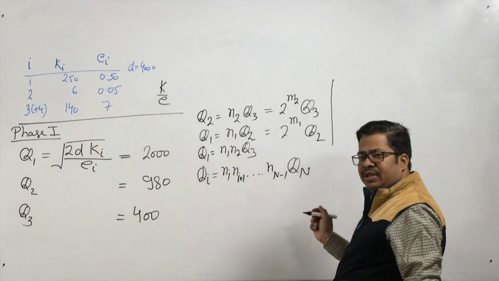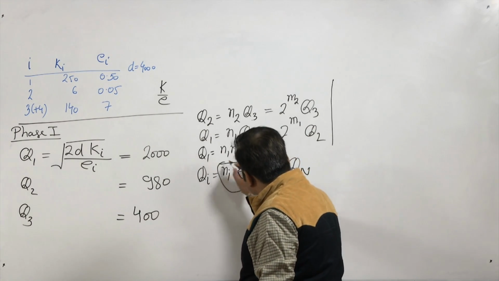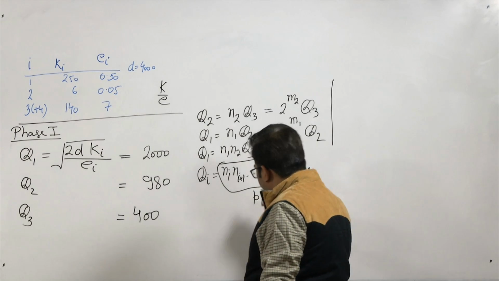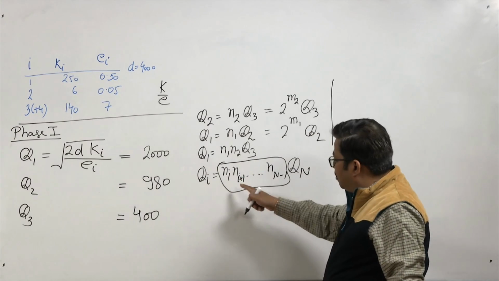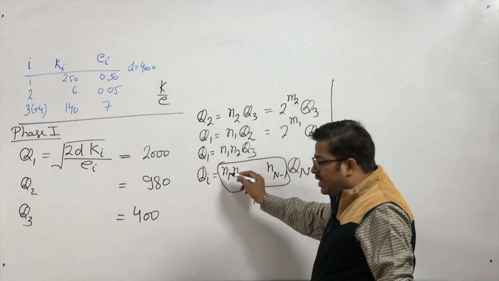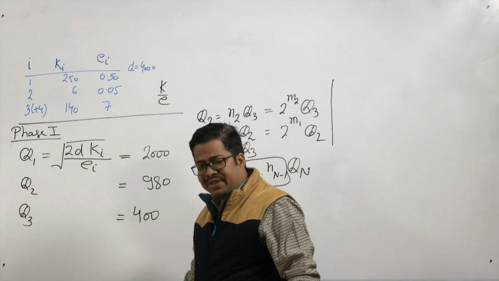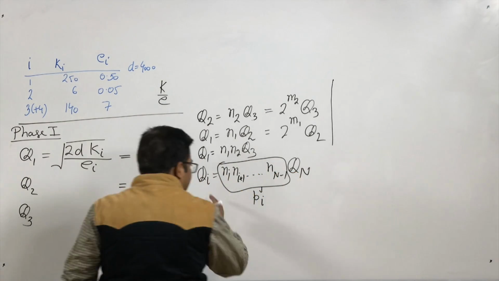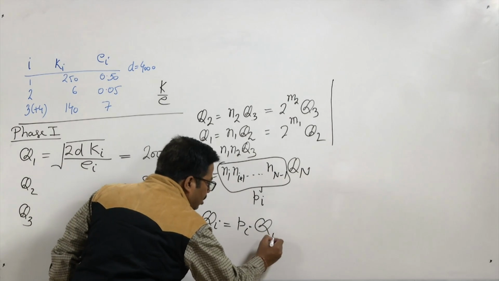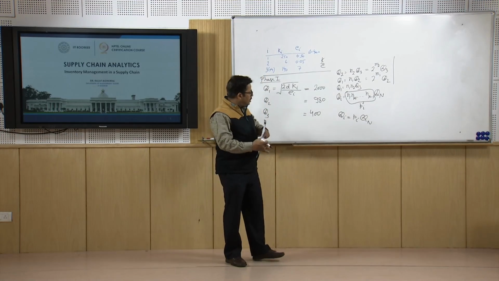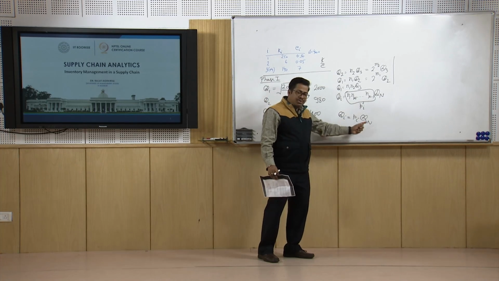So, with this idea I can have this product, which I can represent as Pi, which is the multiplier. Pi is nothing but the multiplier of various values of multiplication factors to get the inventory of successive stages. So, you can finally summarize this discussion in the form of Qi equals Pi Qn. This becomes the inventory at any stage we want to keep: Qi equals Pi into Qn.